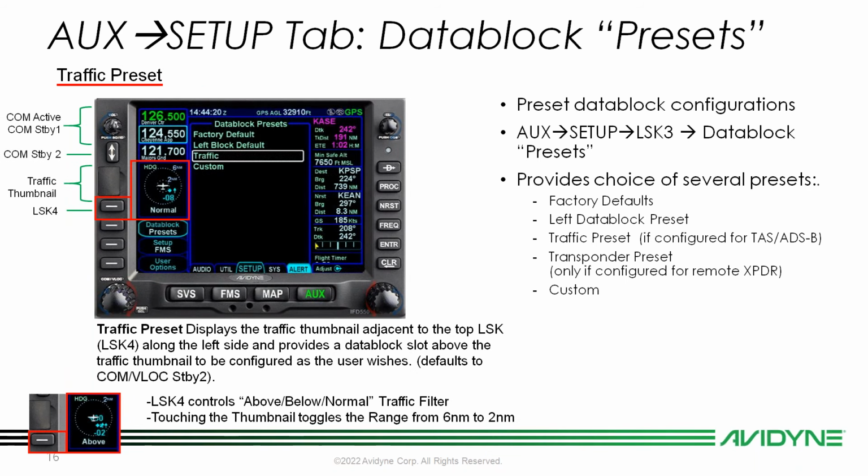Your traffic preset, this is what your traffic preset looks like. So underneath the COM blocks, you're going to see the traffic thumbnail show up there on the left side. That's going to be adjacent to your top line select key along the left side, and it's going to give you a data block slot above that traffic thumbnail to be configured however you wish. It's really helpful because then that makes that line select key 4 usable to toggle between your above, below, and your normal traffic filter for your traffic thumbnail there.